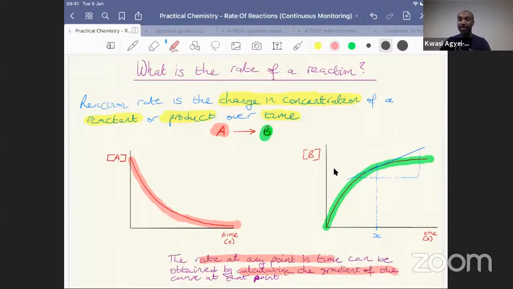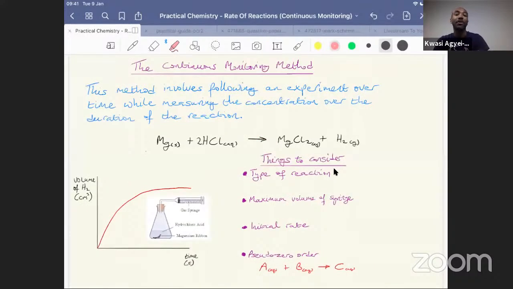Let's look at the actual experiment where you're monitoring the rate of a reaction continuously. As the title suggests, the method involves following the experiment over the entire duration of the experiment. So you're going to be monitoring the change in concentration over the entire course of your experiment, measuring the concentration over the duration of the reaction.